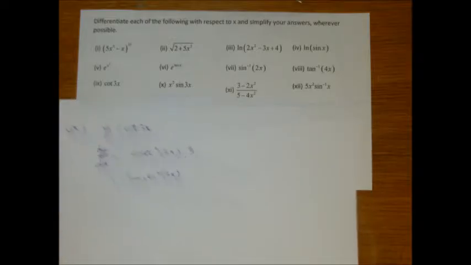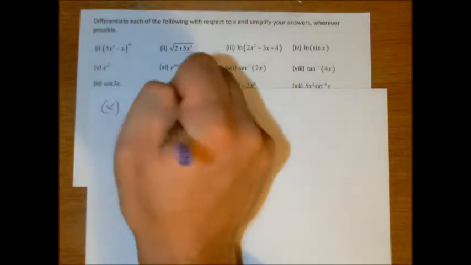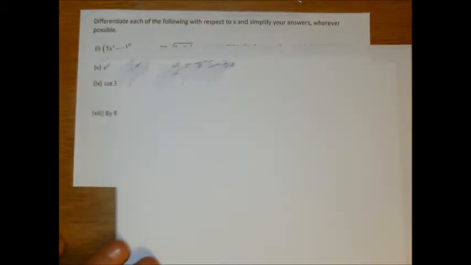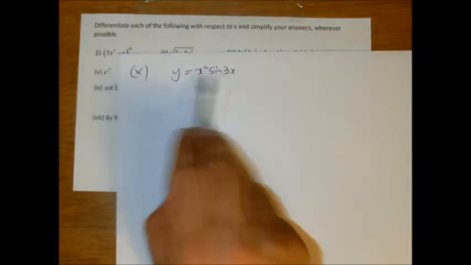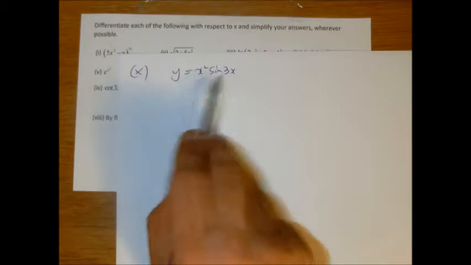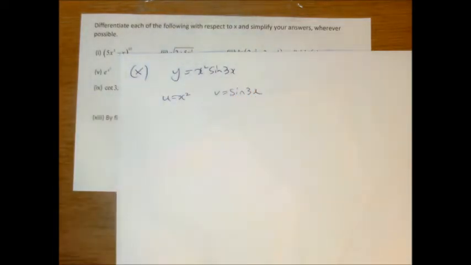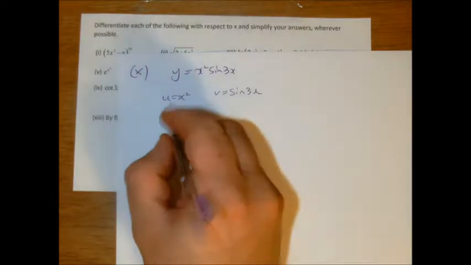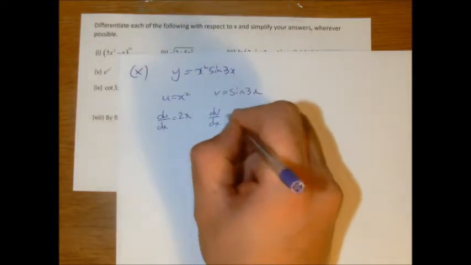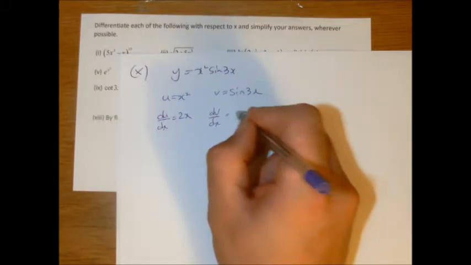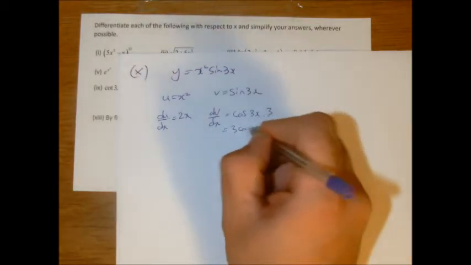Part 10. With part 10, it's a product rule. So we've got two functions timesing together. It's important to recognize what a product rule is when you've got two functions timesing together. So we let u equal the first function, and v equal the second function. Differentiate u, so you get du dx is 2x. Differentiate v, you get dv dx is, of course, sine 3x. Differentiate sine, you get cos of 3x, times the derivative there, which is 3. So you simply get 3 cos 3x.